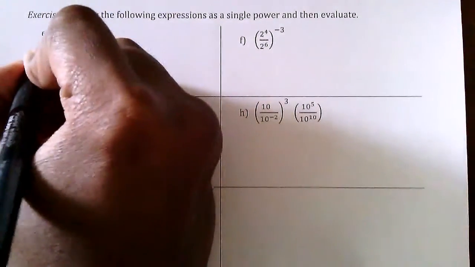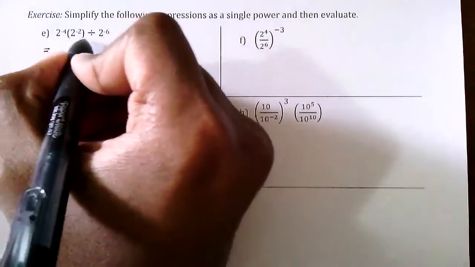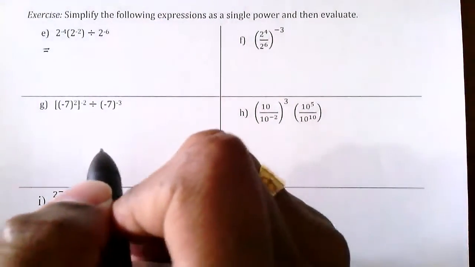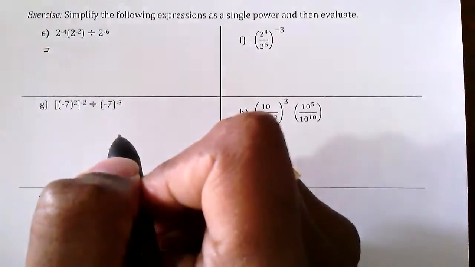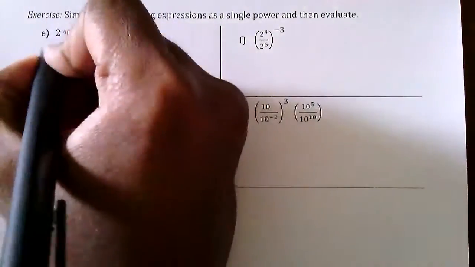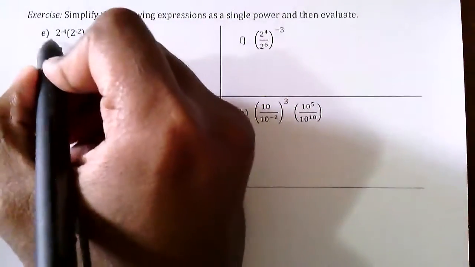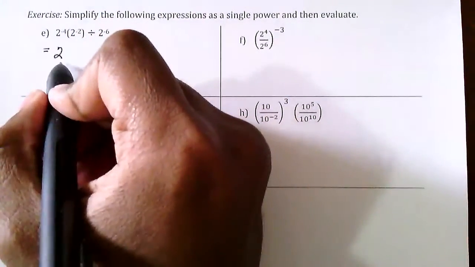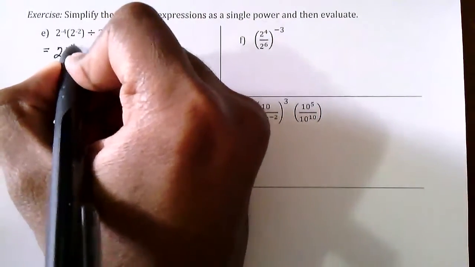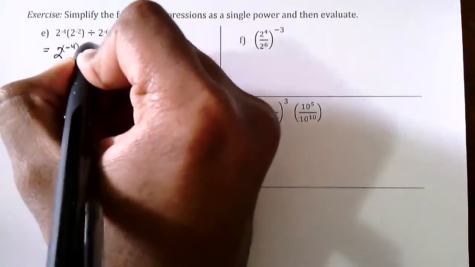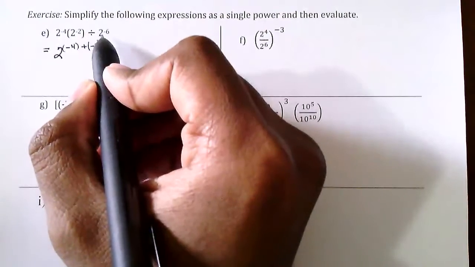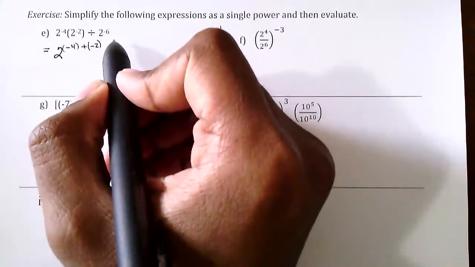So let's take a look here. I have 3 powers, all with the base of 2, and they're being multiplied here and divided here. As I mentioned in the last class, we can do this all in one step. So what we can do is say 2, because these powers are being multiplied, keep the base 2 and add the exponents. So I have negative 4 plus negative 2. And then I'm going to divide by 2 to the power of negative 6.